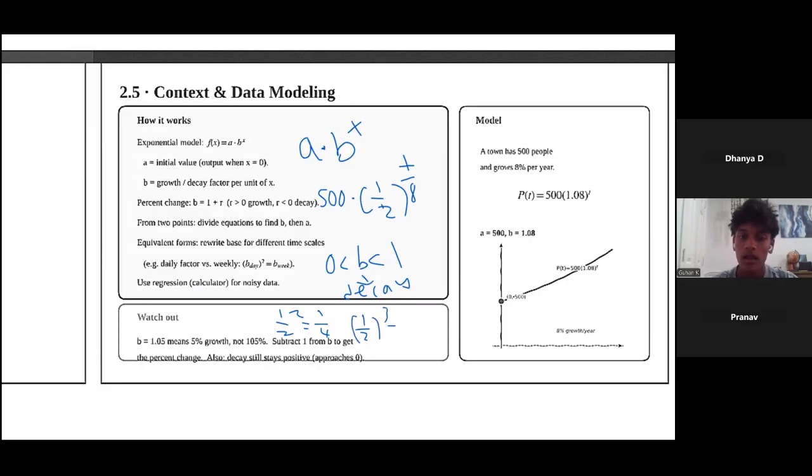And here, let's go back to this equation: 500 times 1/2 to the T over 8. Now, something that could signify this is, let's say there's a bacteria, and originally there's 500 pieces of bacteria, right? But every 8 hours, they're gonna halve. So after 8 hours, the bacteria is gonna become 250.